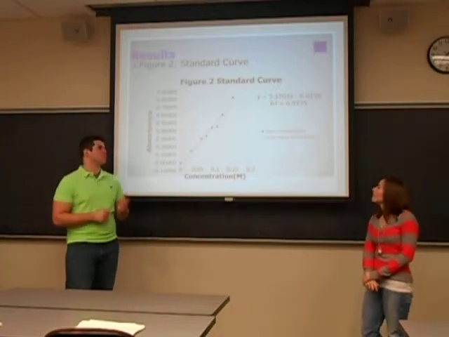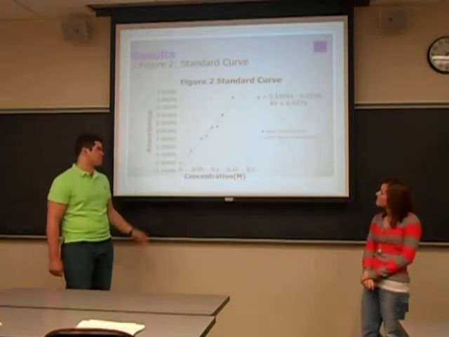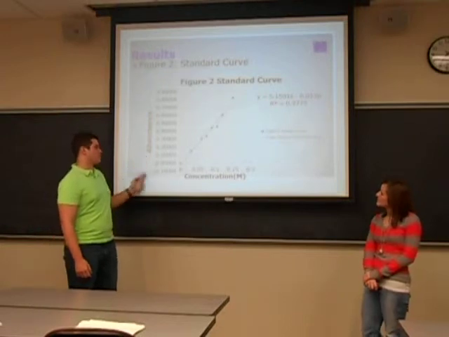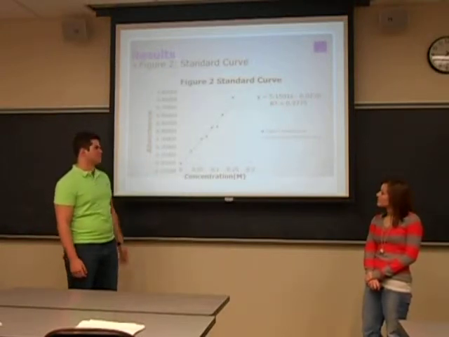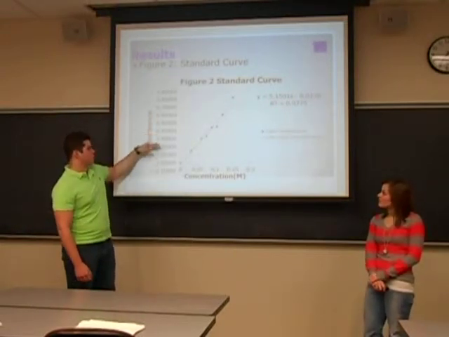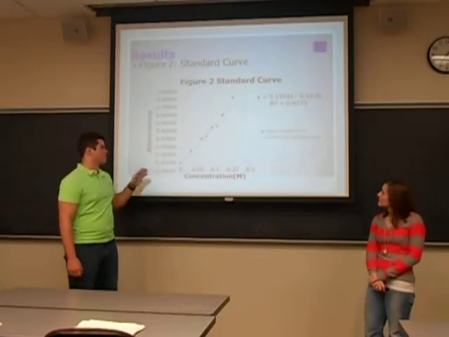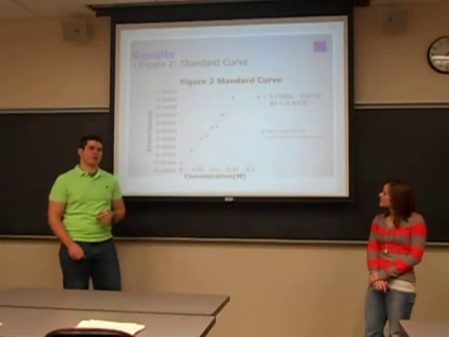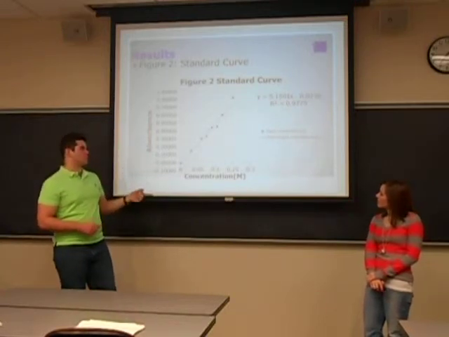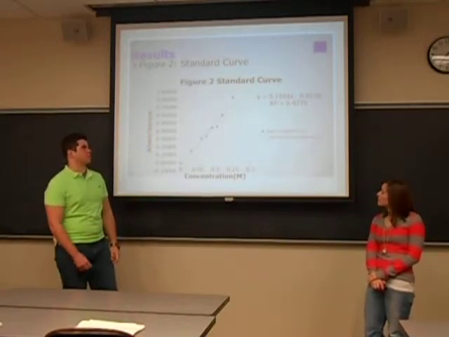This figure represents our standard curve. As you can see, we have absorbance on the y-axis, concentration on the x-axis, and as these two increased, we get an overall positive slope, contributing to our overall finding that absorbance and concentration have a direct relationship.